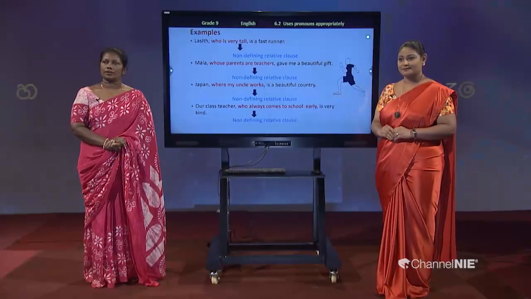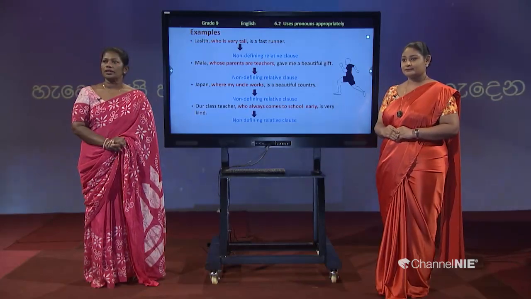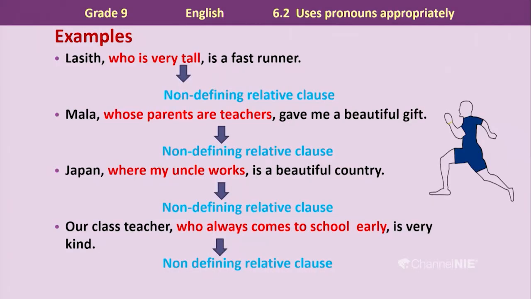These are the examples. Lasit, who is very tall, is a fast runner. Who is very tall is a non-defining relative clause. If you say Lasit is a fast runner, that is simply enough to understand. Do you have to say who is very tall? Whether he is tall or not, he is a fast runner. Right, Ms. Niranji? Yes, we don't need that information actually. Yes, so that is non-essential. That is why we call it a non-defining relative clause.